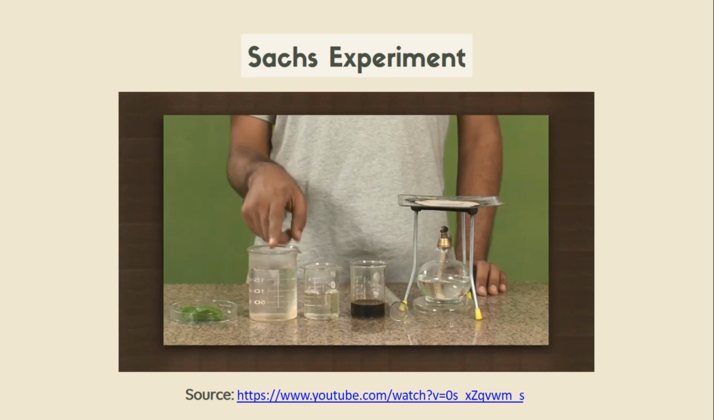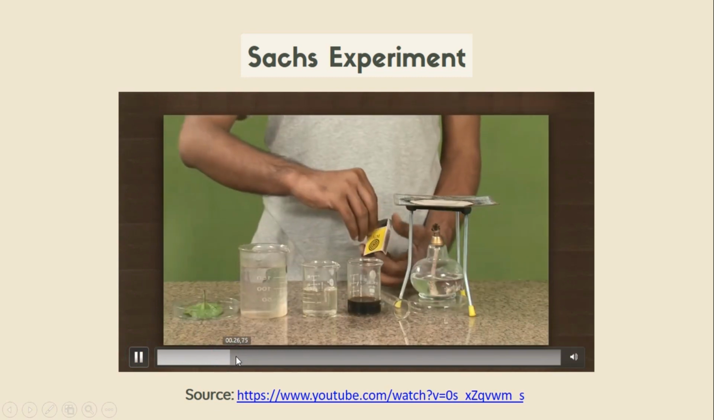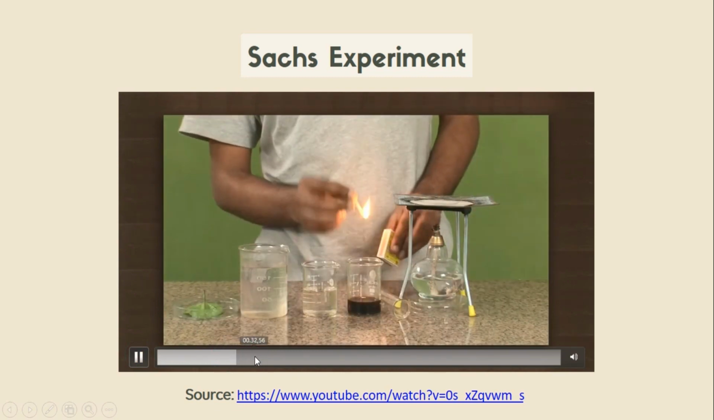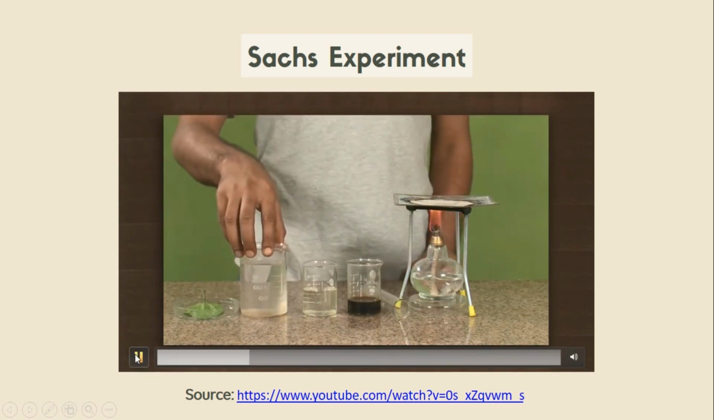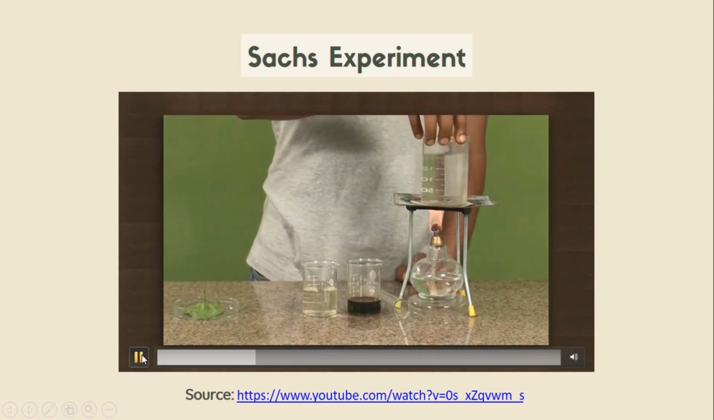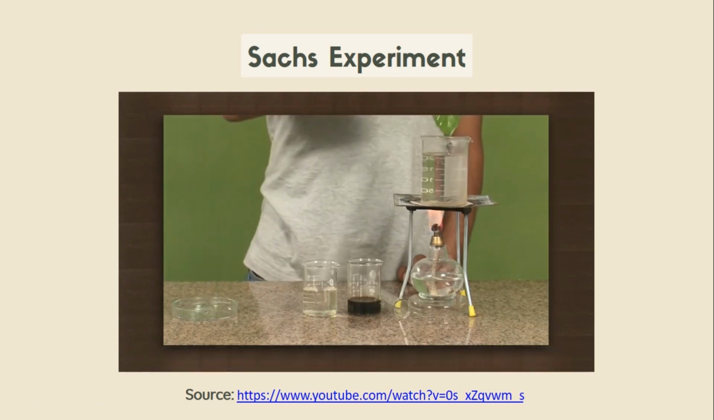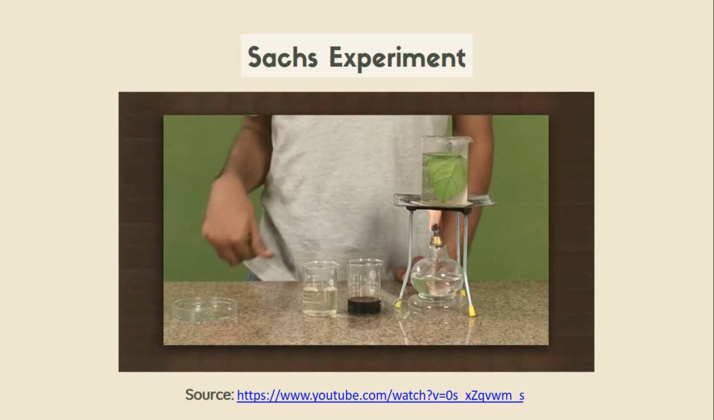So, the first thing that you have to do is to prepare a leaf that has been exposed to the sunlight for hours or even days. The next step that you have to do is to boil the leaf in water using a beaker. The purpose of this step is to break down the cell membrane and stop chemical reaction to occur.